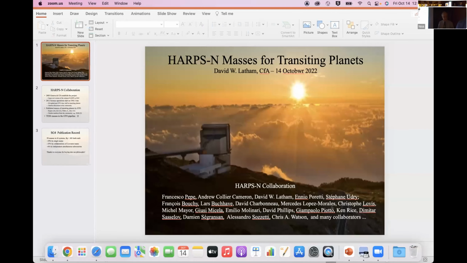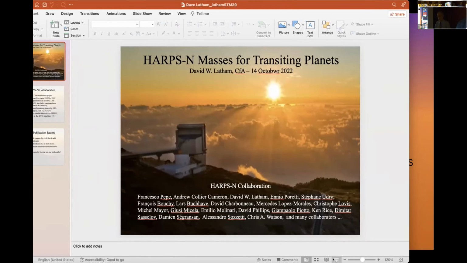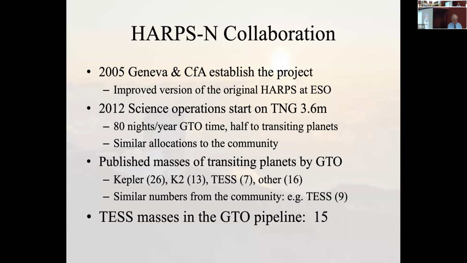It's a large collaboration, an international collaboration, because we ended up having to add new partners and find new funding after we lost a lot of our funding due to the Great Recession in 2008. Anyway, we started science operations in 2012.